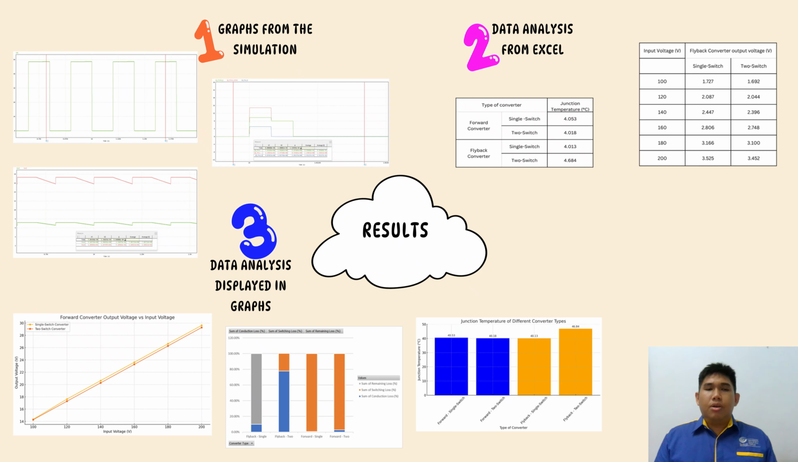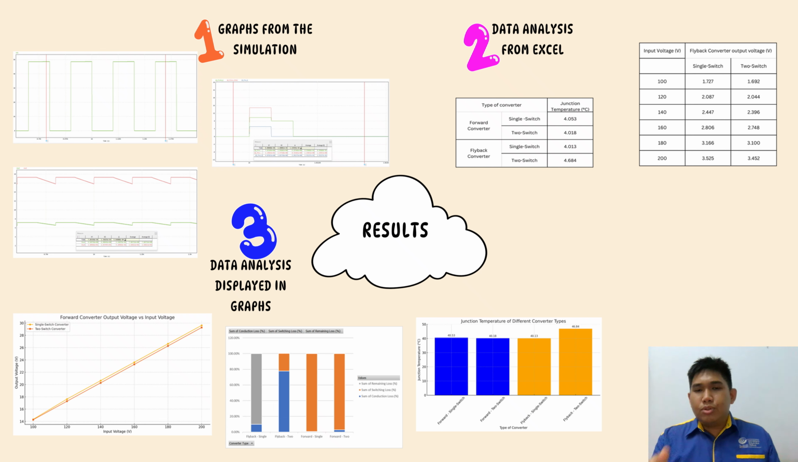Alright, now the result. The first one is the graph from the simulation. After we run the simulation, it will append the graph from the circuit. As you can see on the display, these are the two-switch forward converter graphs. Number two, from the graph, we do the data analysis in Excel.